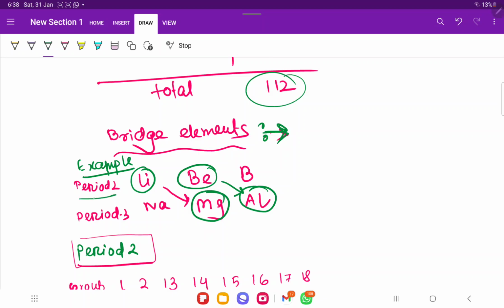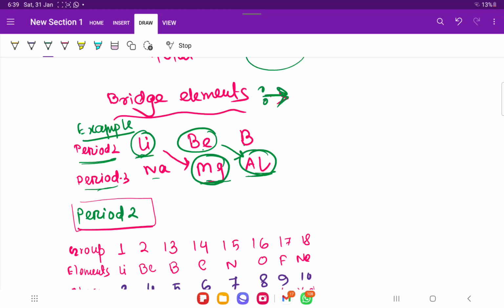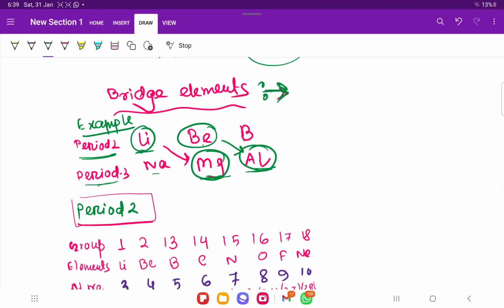If you see in period 2, there are lithium, beryllium, boron. In period 3, it is sodium, magnesium and aluminium. So it is found that lithium and magnesium are present diagonally, and they have similarities in the properties, right? So these are called bridge elements. In a similar way, beryllium and aluminium are also placed diagonally. So these are also called bridge elements. They are present in period 2 and period 3.